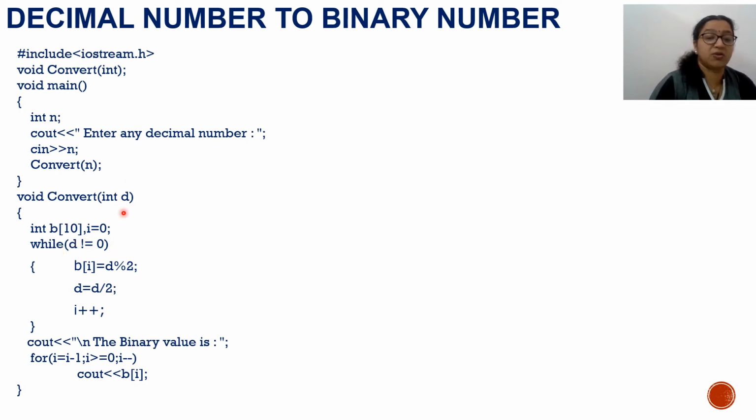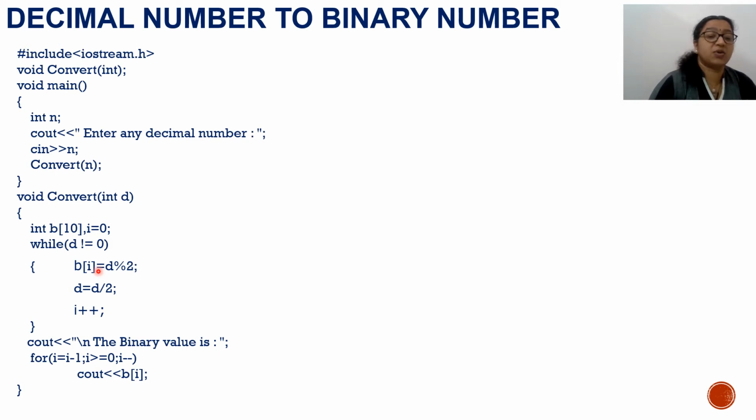D not equal to 0 means if the decimal number is not 0, we want to divide it by 2 and we want to store the remainder in an array. Is it? That is the solution. So how we can store it? How we will get the remainder here? See, b of i means b is the array here and i is the index number. i is equal to 0. So b of 0 is equal to d mod 2. D mod 2, this is the modulus operator. So d mod 2 means we will get the remainder of d by 2 in b of 0th position.